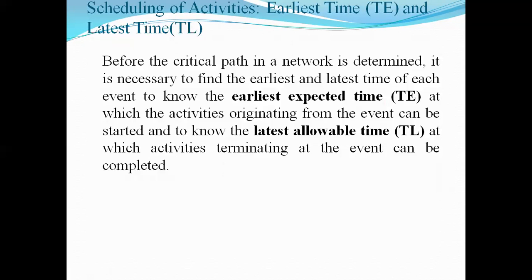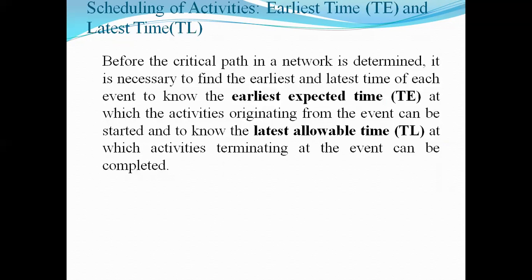Now we have to go for the scheduling of the activity. For the scheduling of the activity we have to learn two different terminologies. First is the earliest time and second is the latest time. The earliest time is the earliest expected time at which an activity originating from the event can be started. Next is the latest allowable time at which an activity terminating at the event can be completed. So this is known as the latest allowable time. So in the network diagram we have to calculate the values of TE and TL.